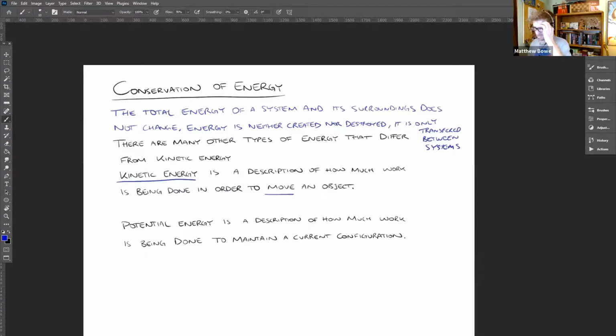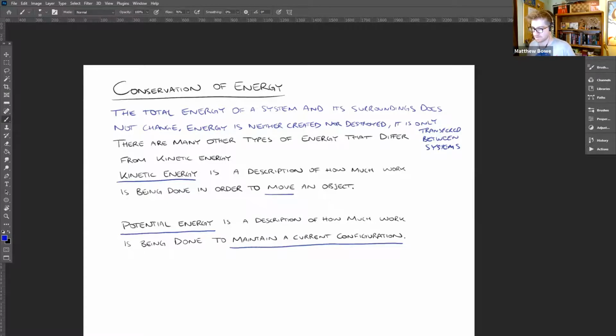Potential energy is quite what it sounds like. It's how much energy this object potentially has stored inside of it. And the reason it's called this is it's a description of how much work is being done to maintain a current configuration. And I phrased that pretty vaguely, so we'll cover a couple of these types of energy. So, to maintain a current configuration. What does that mean?